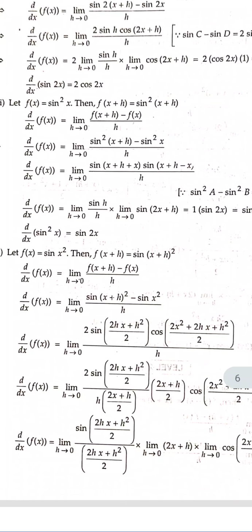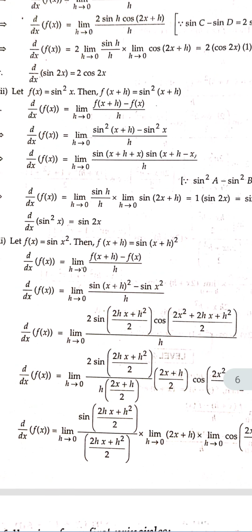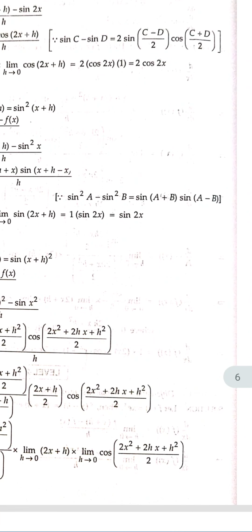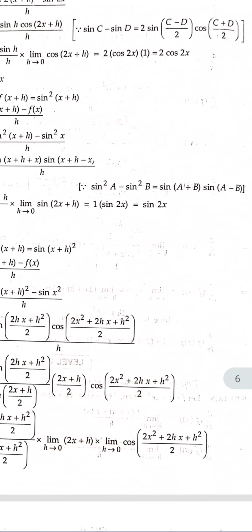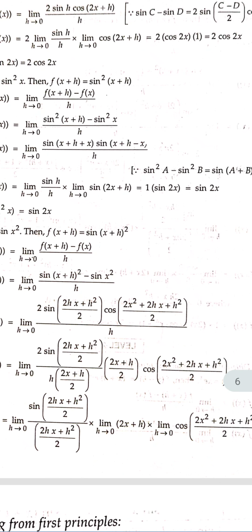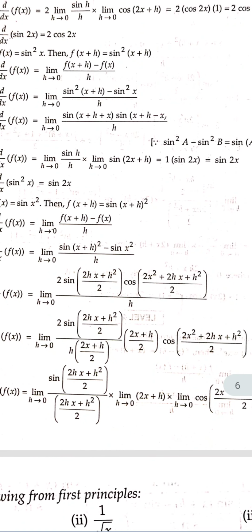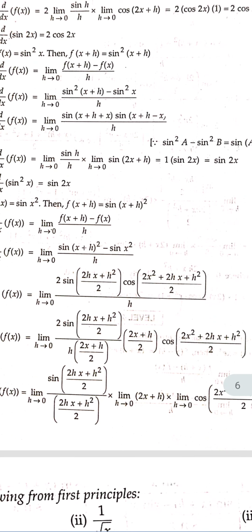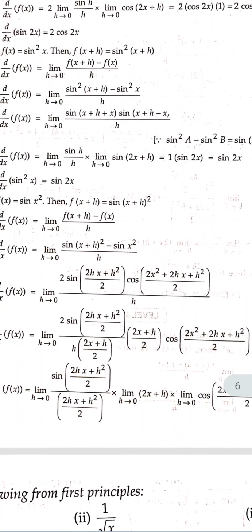Consider f(x) is equal to sin square x and f(x plus h) is sin square (x plus h). Put it in the function, we get sin square (x plus h) minus sin square x upon h. We know this formula, sin square a minus sin square b is equal to sin (a plus b) sin (a minus b). On the basis of this we get sin (x plus h plus x) sin (x plus h minus x) upon h. Now again sin h upon h will become 1 and sin (2x plus h) will become sin 2x, and the derivative of sin square x is sin 2x.